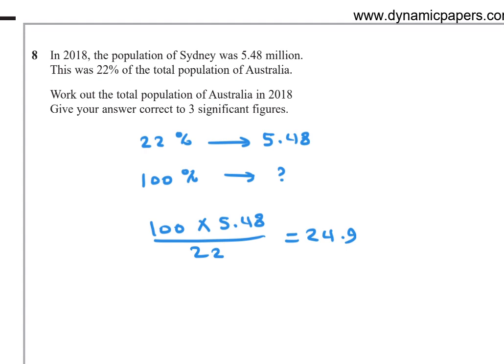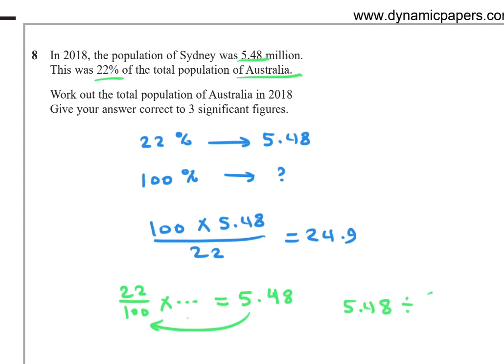You can use a different way to solve. You can say that 22% of Australia is 5.48, so 22 over 100 times the population of Australia is 5.48. So to find the population of Australia, just divide 5.48 by 22 over 100. You get the same answer.